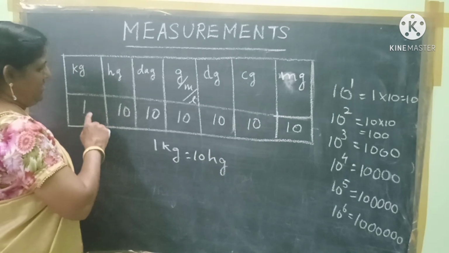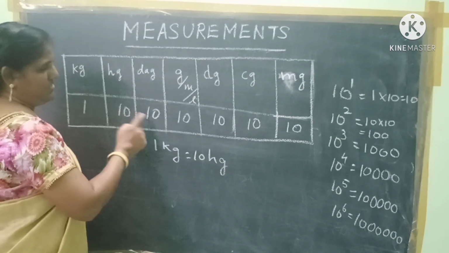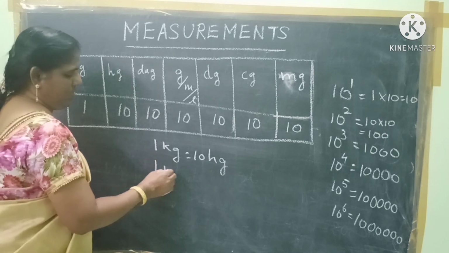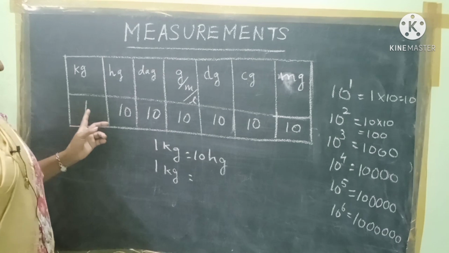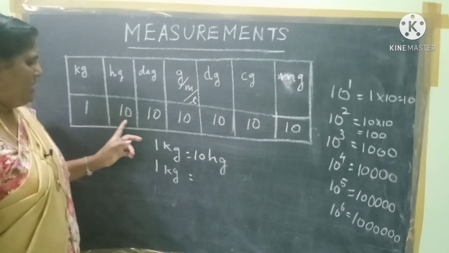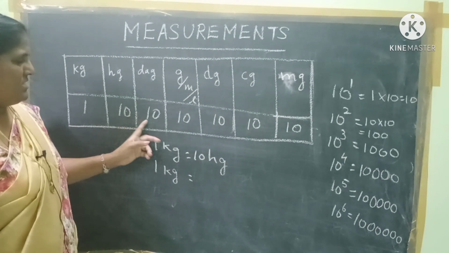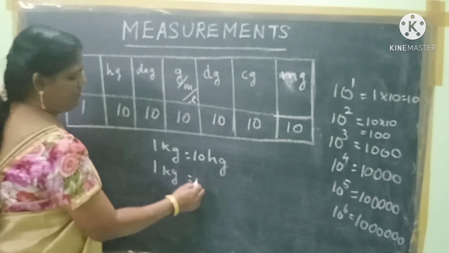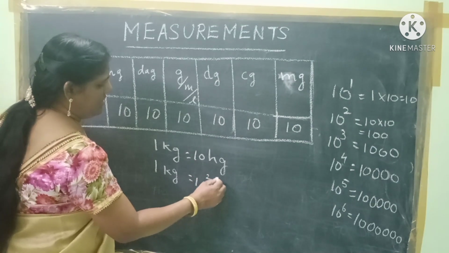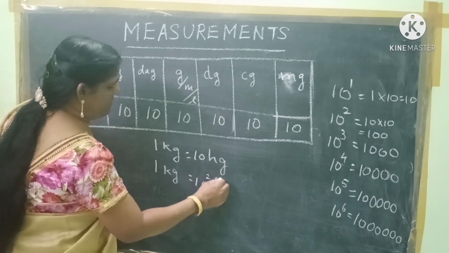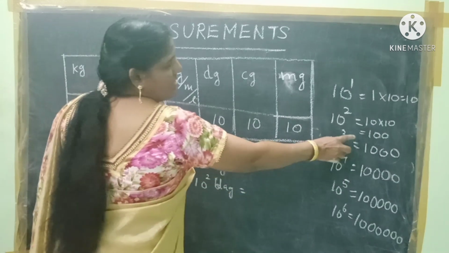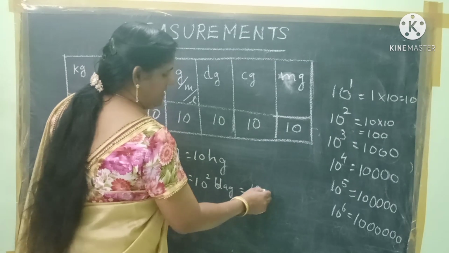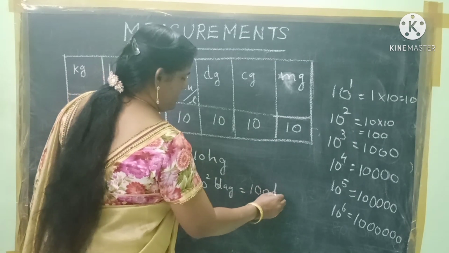Okay, so next 1 kilogram to deca. 1 kilogram equal to how many decagram? If kilo to deca, how many tens are there? 1, 2. 2 tens are there. So 10 to the power 2 decagram. Kilo to decagram means 10 to the power 2. What is that? 100 decagram.